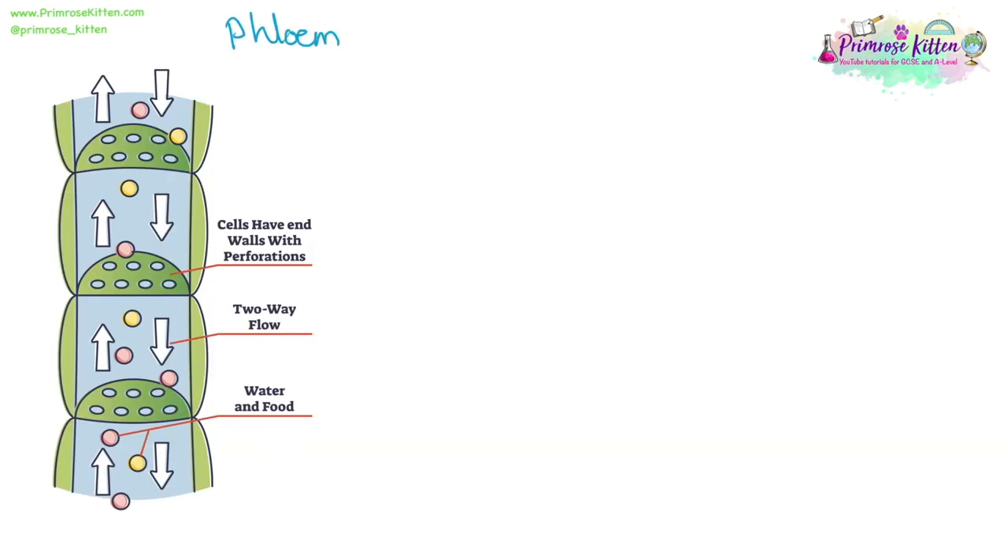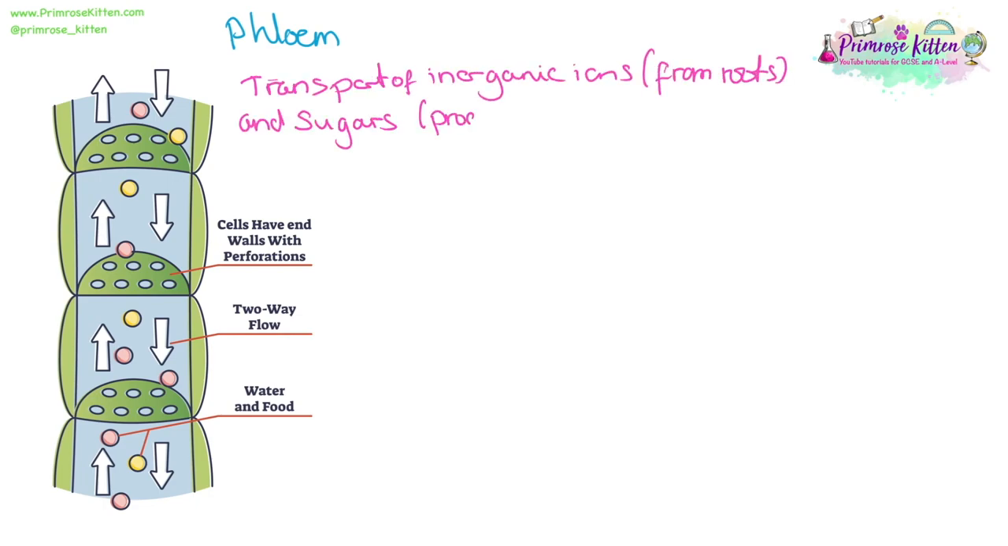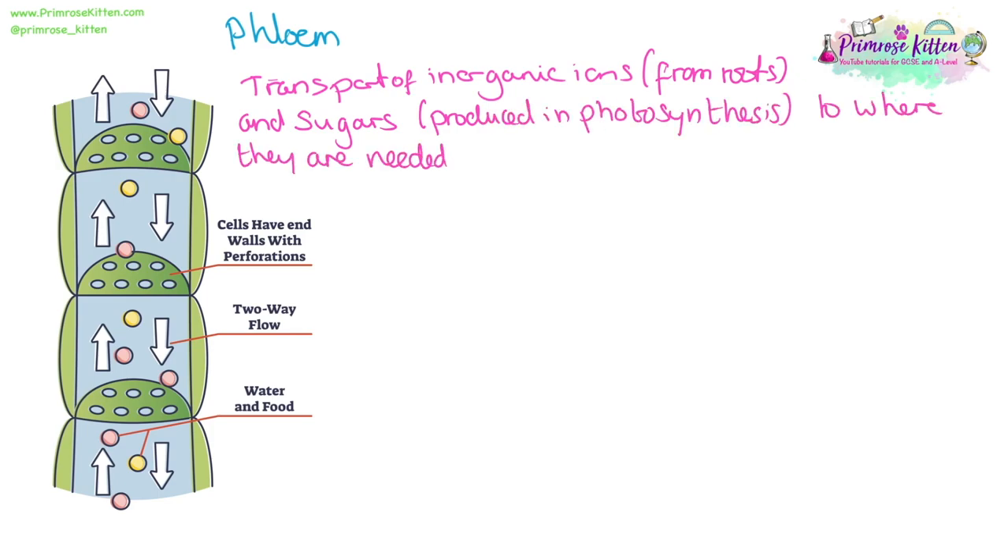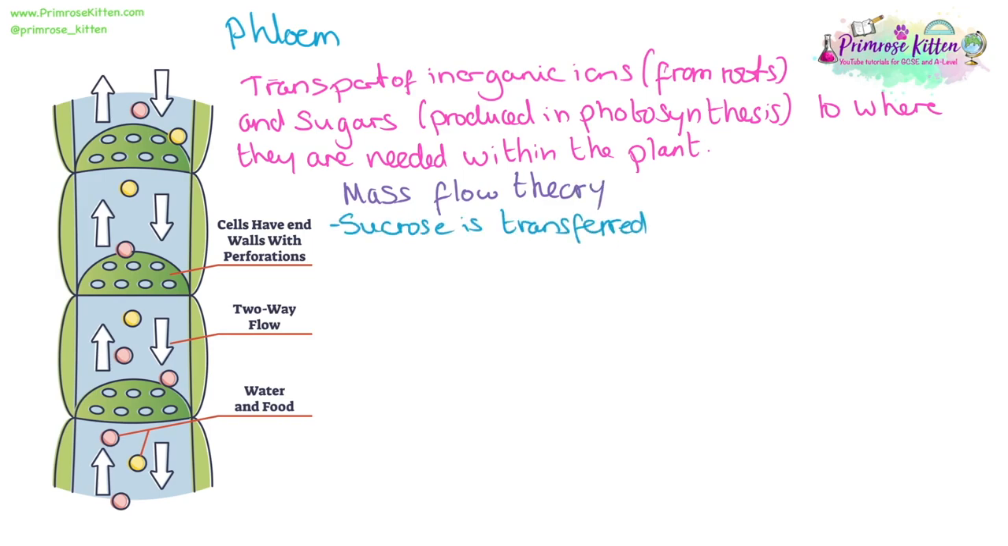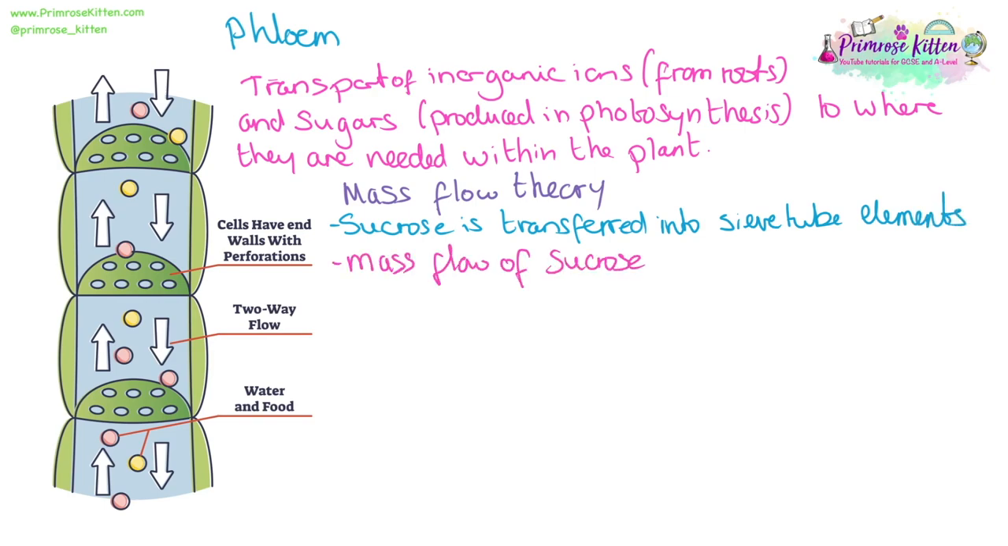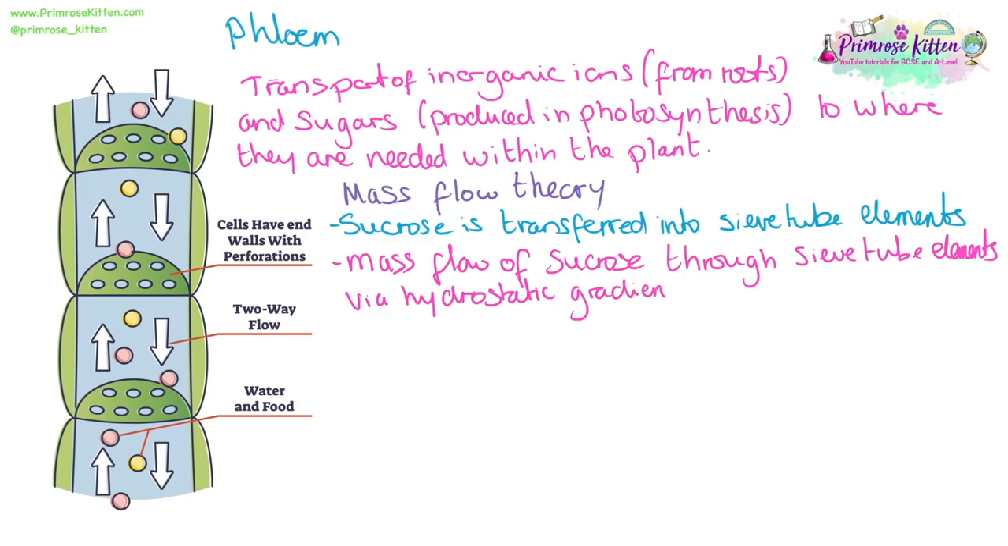The phloem is responsible for the transportation of inorganic ions from the roots and sugars produced by photosynthesis to wherever they are needed. The best theory we have for this at the moment is the mass flow theory. Sucrose is transferred into sieve tube elements. The mass flow of sucrose through the sieve tube elements via a hydrostatic gradient.